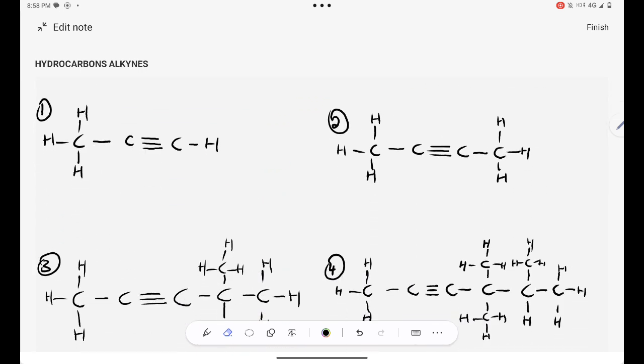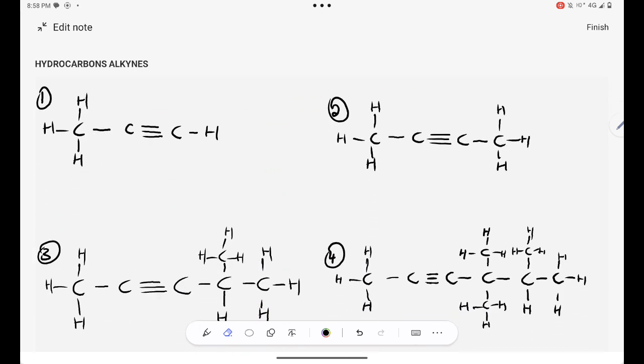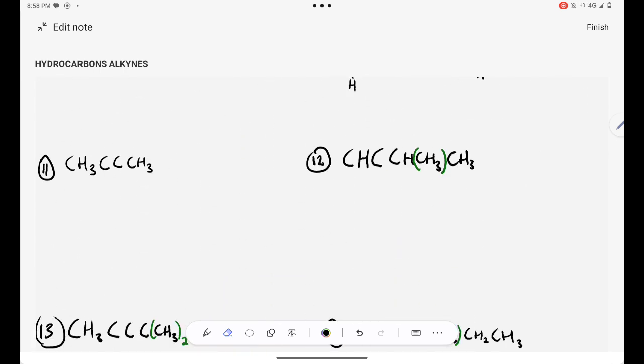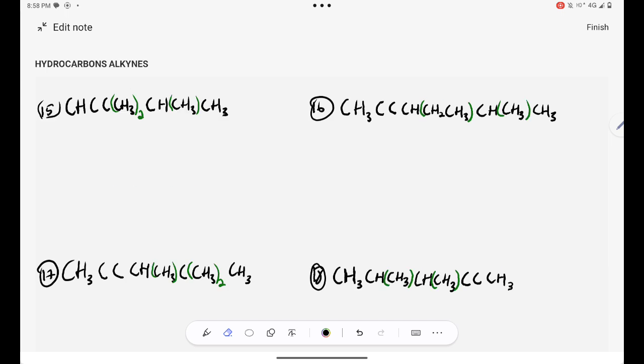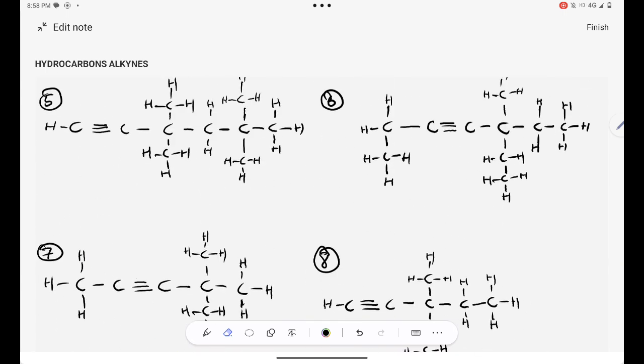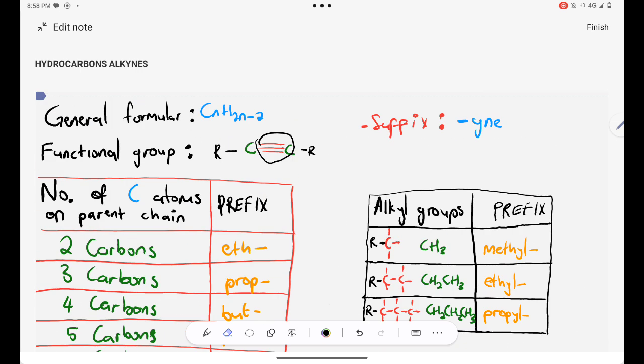In the next video, guys, I'll be naming these compounds and drawing the structures for these ones and those ones over there. So just stay tuned for part 2 of the alkyne videos. The following video will be the most important one, because we will be applying the knowledge.